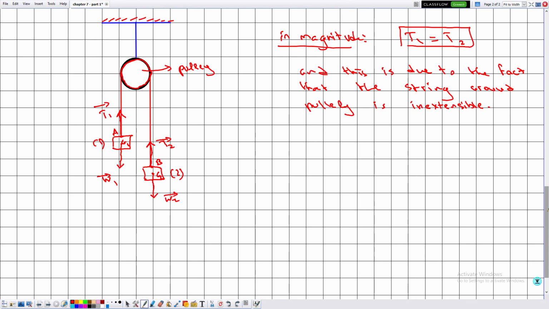And this is due to the fact that the string around the pulley is inextensible, and by this, so inextensible strings transmit tension equally on both sides of the string.